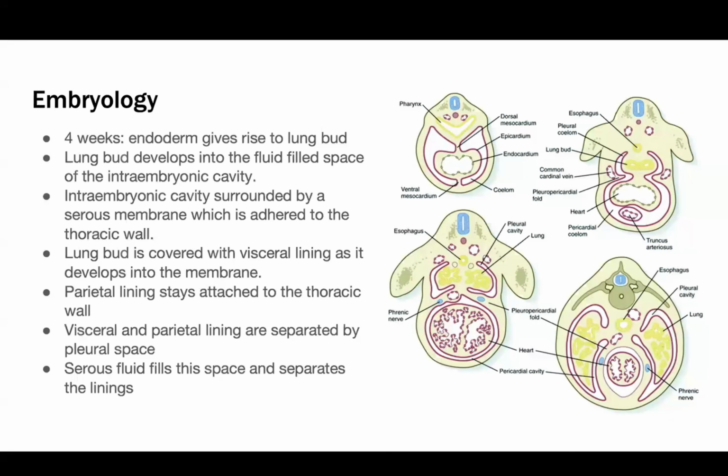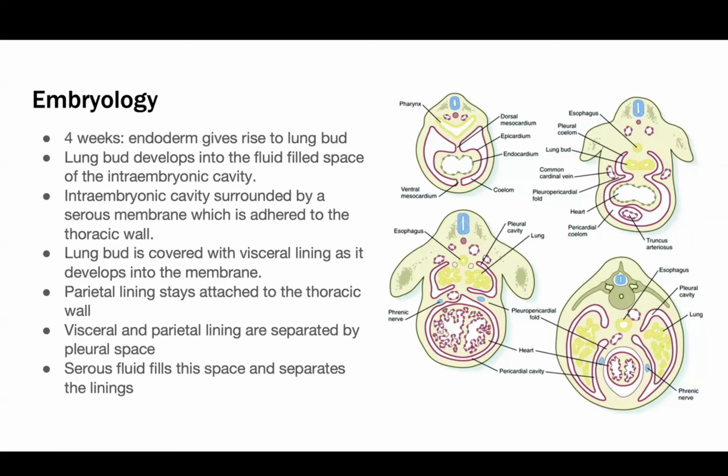Now, the cavity, as you might recall, is surrounded by a serous membrane that's adhered to the chest wall. As the lung bud grows outwards, it gets covered in one layer of this serous membrane. This becomes the visceral layer. The other layer stays adhered to the thoracic wall, and it becomes the parietal layer. These two linings are separated by a pleural space, with serous fluid filling the space and separating the lining.